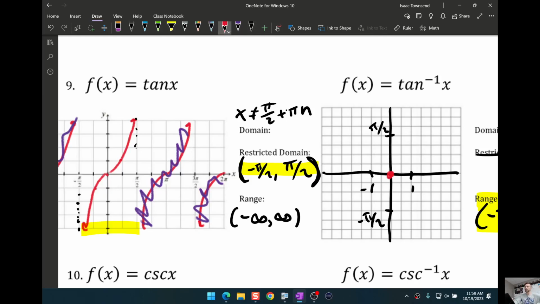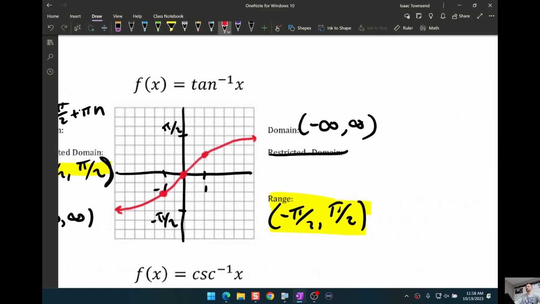(Pi over 4, 1) becomes (1, pi over 4). (Negative pi over 4, negative 1) becomes (negative 1, negative pi over 4). I'm just picking points. It's not that the points I'm picking are better or anything, but you can steal as many points as you want to, and it's going to end up looking like this. It has to go forever left and right. That's the domain. And the range, it can only approach this y value on the bottom and approach that y value on the top.